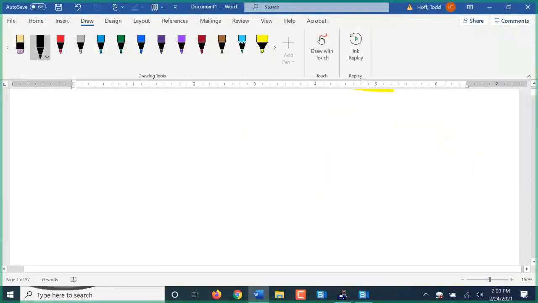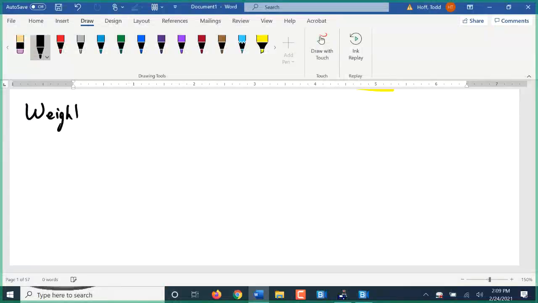Okay, similar to what we did yesterday. Today, we need to talk about the difference between two types of measurement again. Today, however, it's the difference between weight and mass.